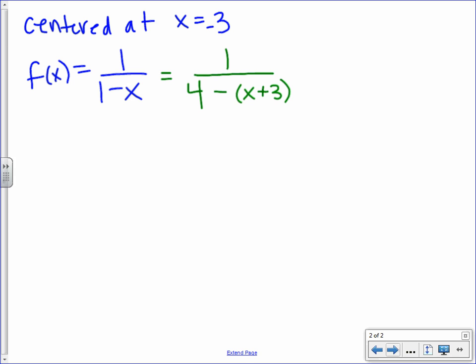Does this fit a over 1 minus r? No. We need to force it to fit that. How? You multiply by 4. Okay, we're going to multiply top and bottom by 1/4, so that we're still multiplying by 1, right? 1/4 over 1/4. So we have 1/4 over 1 minus x plus 3 over 4.